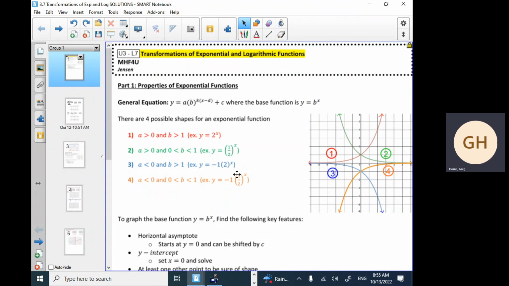All right, everybody, this lesson is transformations of exponential and logarithmic functions. Go through full details here for transformations. Really, transformations are the same regardless of what shape you're starting with. But I'll go over it in case you need to review it.